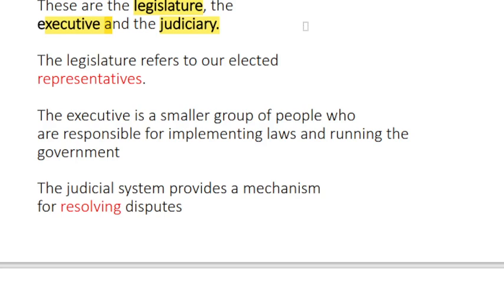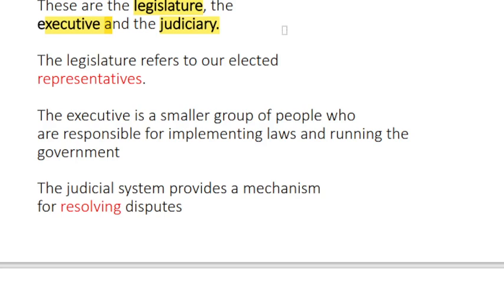They will make bills, they will make laws, they will introduce bills in the Lok Sabha or Rajya Sabha, and they only have the right to make the law. The people who are in legislature only have the right to make law. And the next, the executive part: the small group of people who are in the executive part are responsible for implementing these laws.